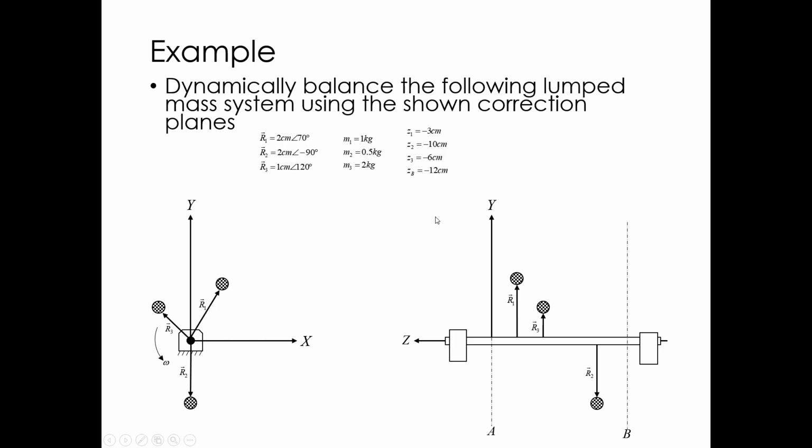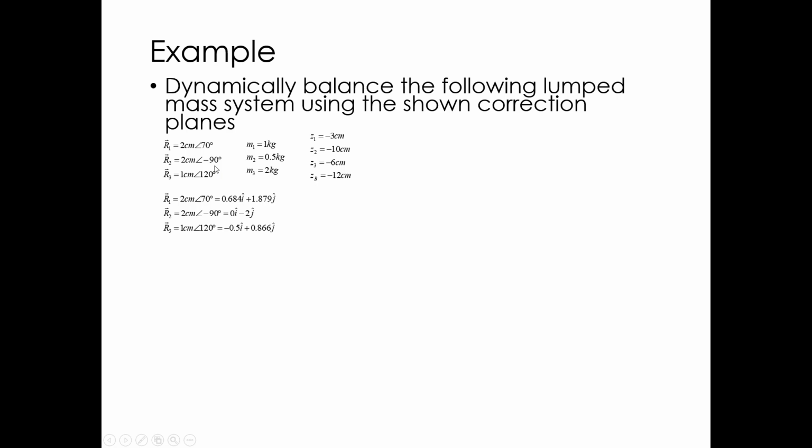So here's a quick example of doing lumped parameter or lumped body dynamic balancing. All we've got is the position of all these weights we're trying to balance. We have their masses, we have their Z locations given here, and we want to balance this. So I need to get these things broken into x and y components. I need x and y for all of our vectors.